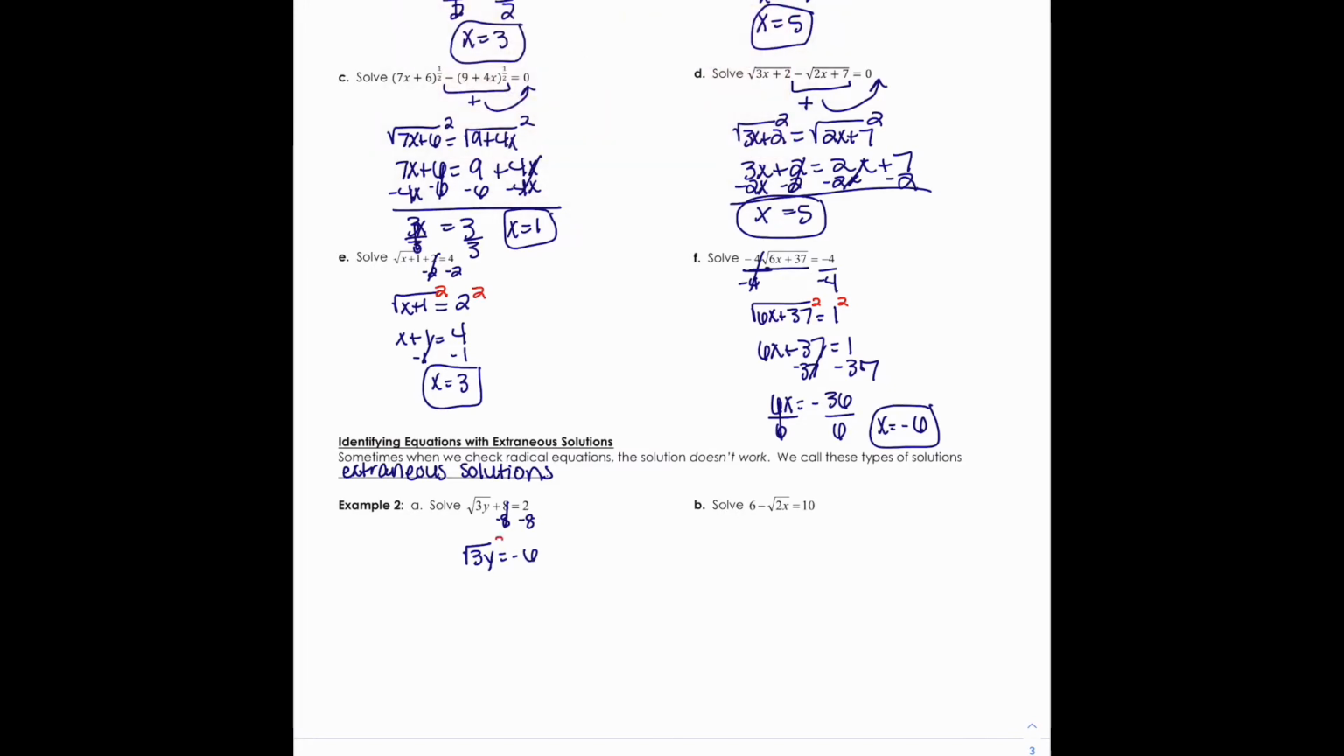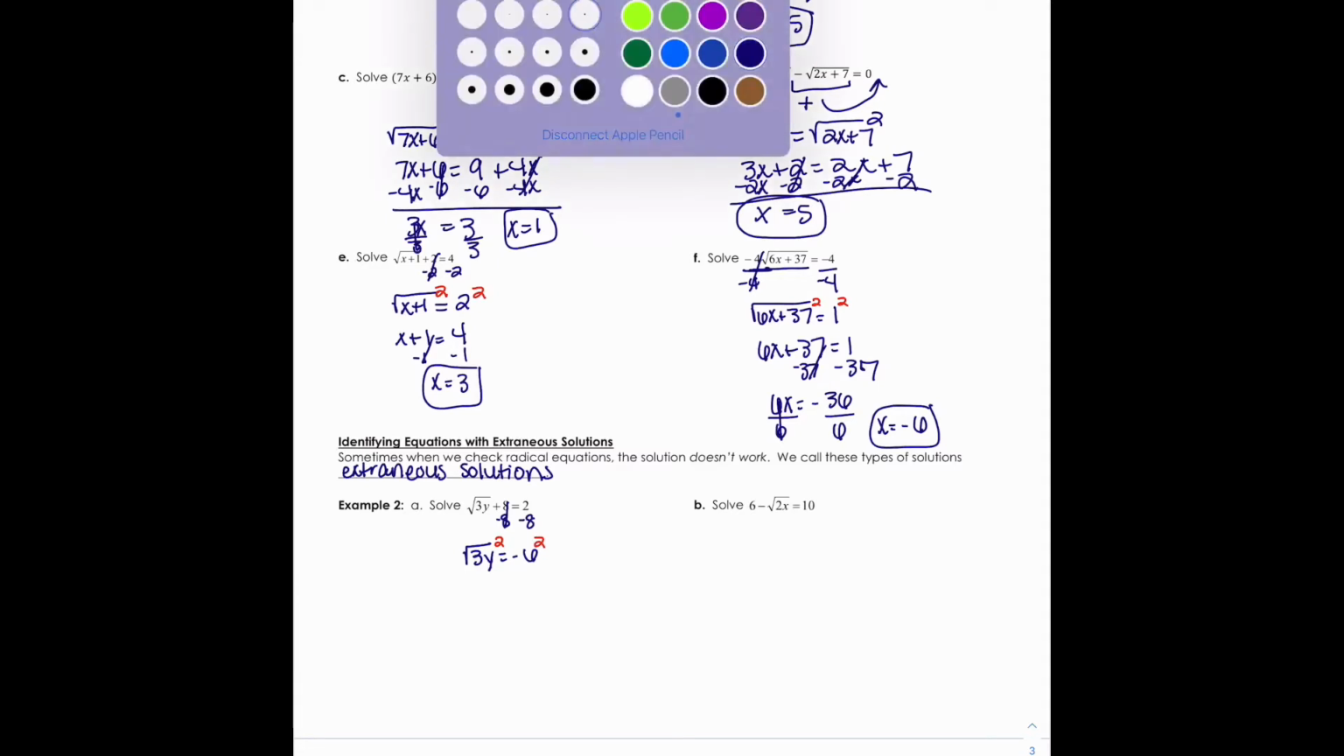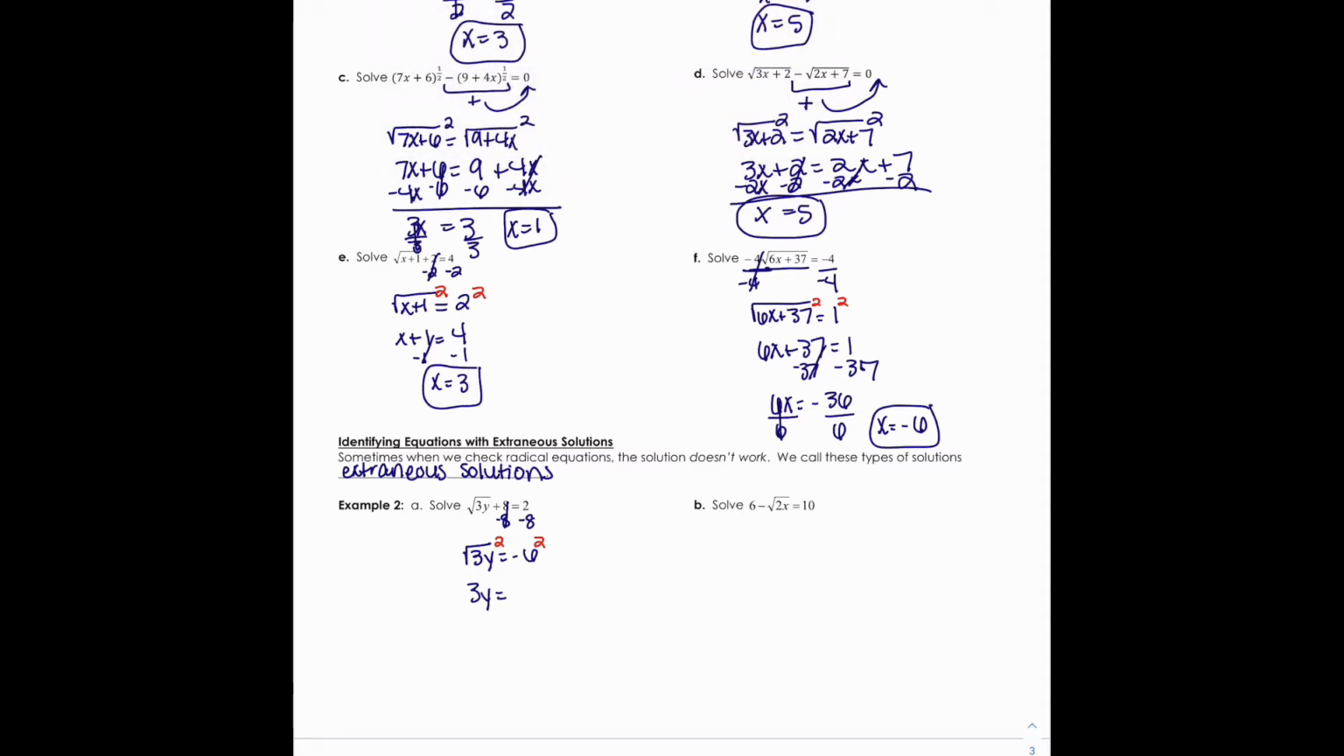Then when I square both sides, I'll get 3y equals 36 because I'm squaring that -6, so it's going to turn to a positive. Divide by 3. And x is going to equal 12. Now, it is important to check your answers. I didn't check my answers on the first few, but we're going to start checking our answers now because I'm introducing extraneous solutions.